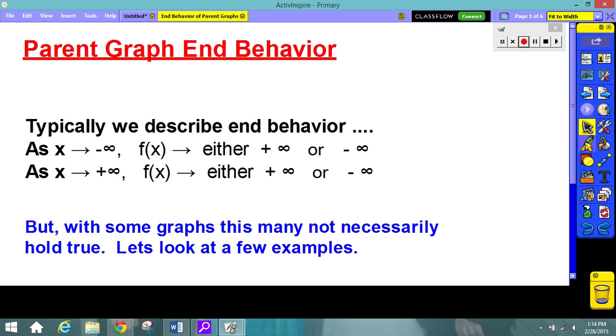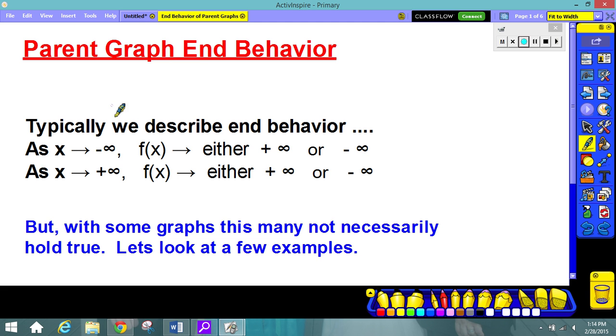We've talked about end behavior in the past with polynomials, whether it be an x squared, x to the third, etc. And we typically describe the end behavior by starting with describing what it looks like on the left. In other words, as x approaches negative infinity, we describe f of x as either pointing up towards positive infinity or pointing down to negative infinity. Then we looked at the right-hand side and discussed the behavior. As x is approaching positive infinity, f of x was either pointing up towards positive infinity or pointing down to negative infinity. But with some graphs, this may not necessarily hold true. So let's look at some examples.